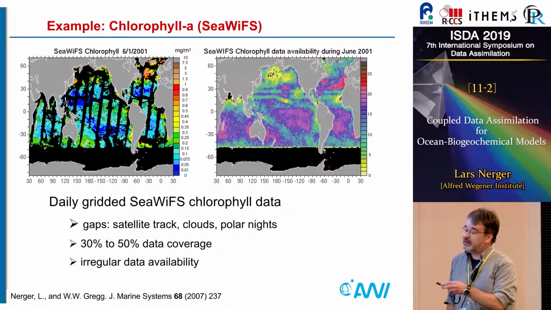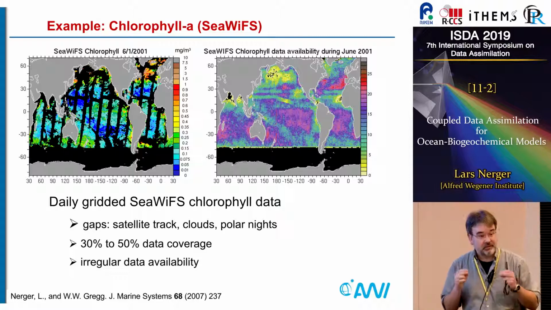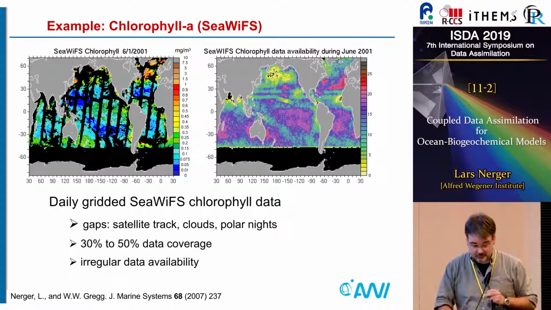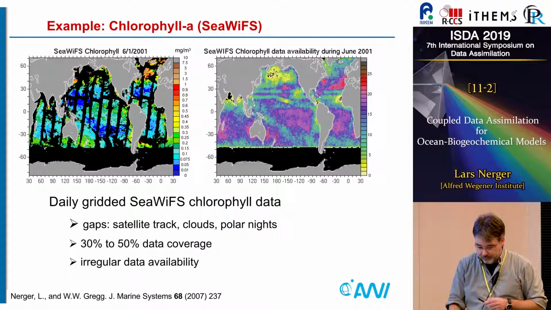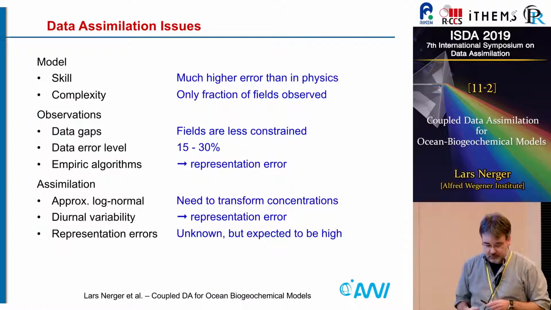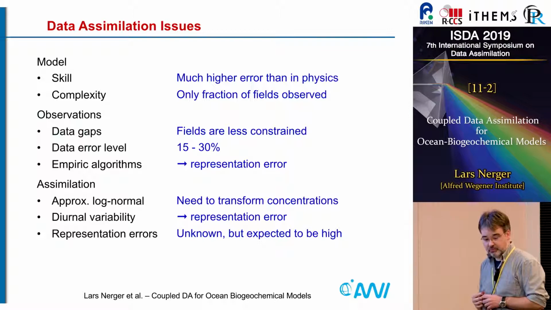Obviously, we have polar night down here. It's an optical sensor. We don't see anything. Well, there's also not really growth there, but still there's phytoplankton, a little bit. They survive over winter. So we have data coverage of 30 to 50%, quite irregular when it comes to the data. So we have, when we now come to the data assimilation, several issues.